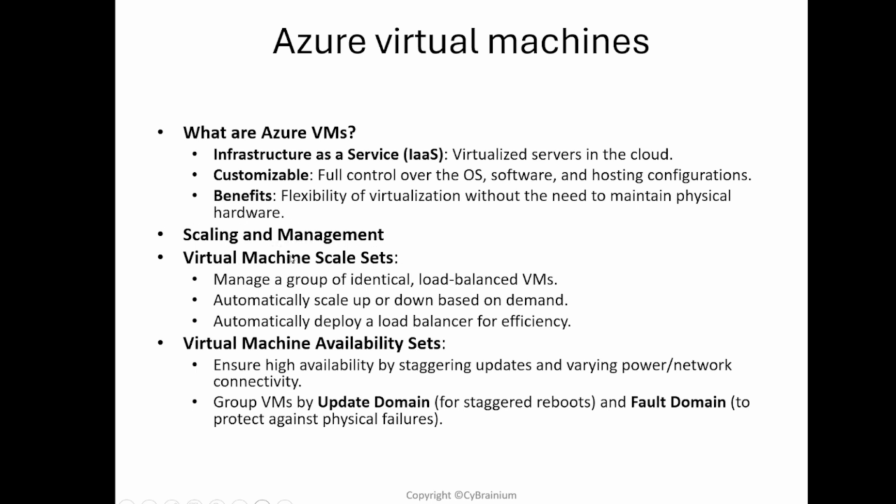Virtual machine scale sets. Now, what is that? It manages a group of identical load balanced VMs and automatically scales up or down based on the demand. For example, if more RAM is required or a different virtual machine is required, it is going to scale up and down totally based on your demand. It automatically deploys a load balancer for efficiency. Virtual machine availability sets ensure high availability and group VMs by update domain.